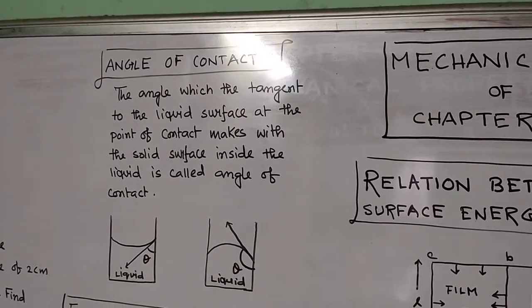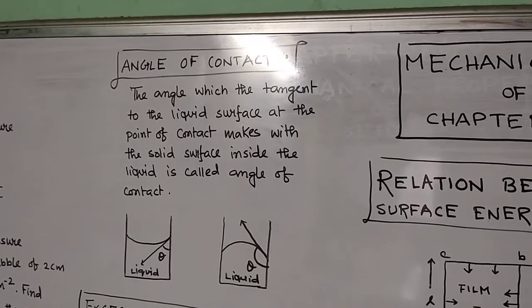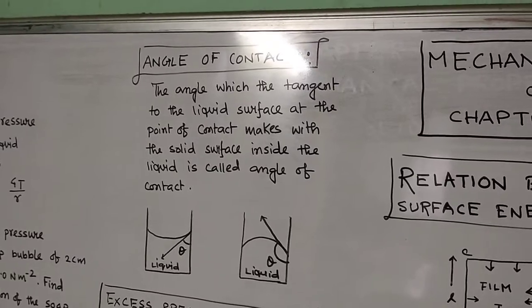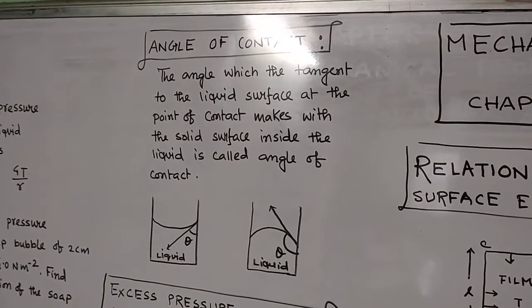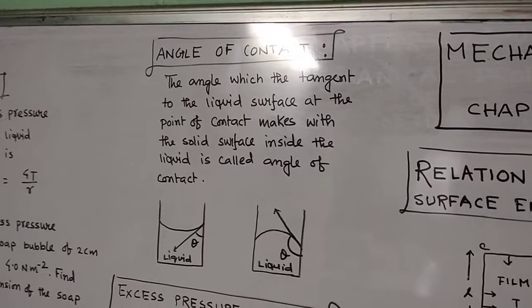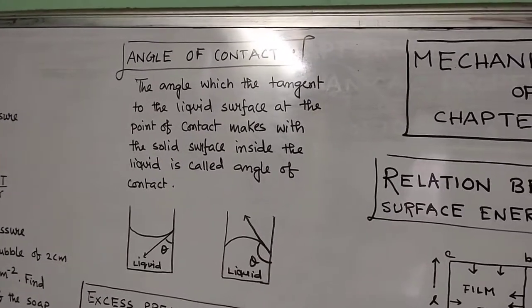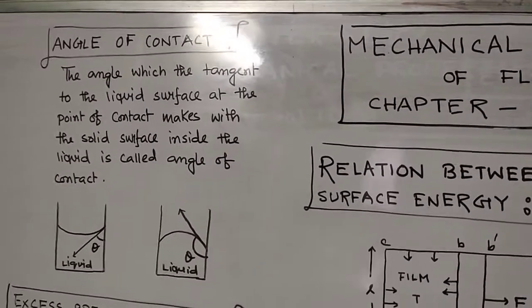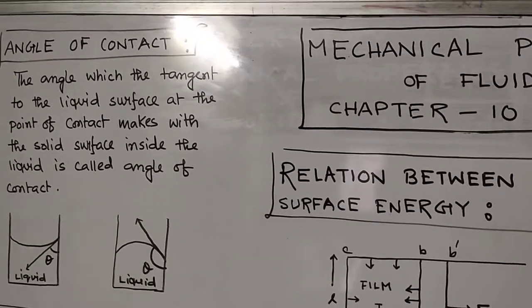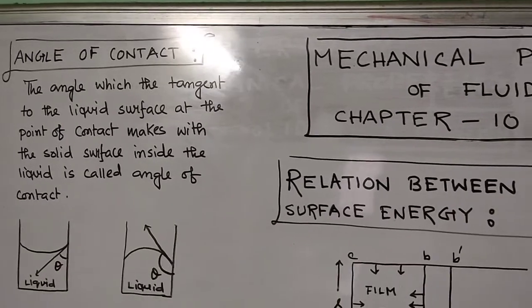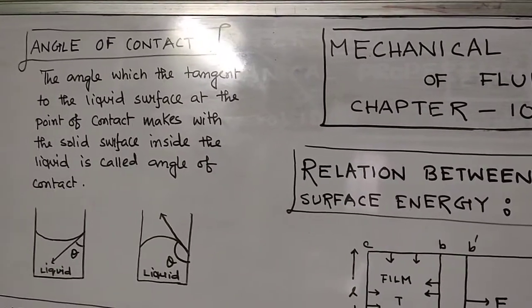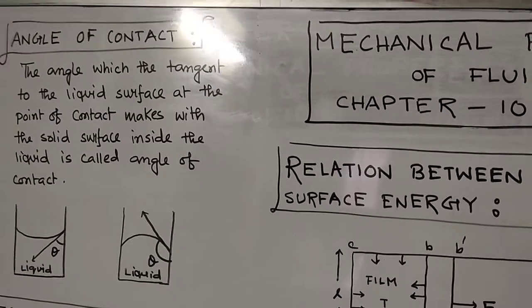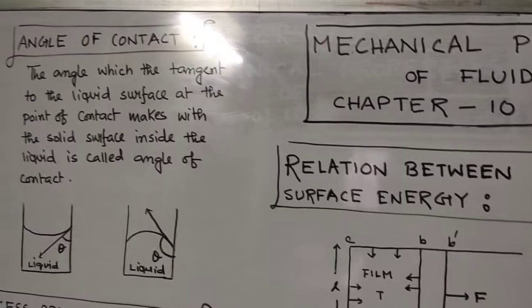So based on the magnitude of the forces in the middle portion of the free surface, as well as forces at the wall of the container, the shape of the free surface is sometimes concave, sometimes convex. If you consider water, the liquid free surface is concave, but if you consider mercury, you will see that it is convex. As per the definition of angle of contact, you have to draw a tangent, and the angle made by the tangent with the solid surface inside the liquid is nothing but your angle of contact.